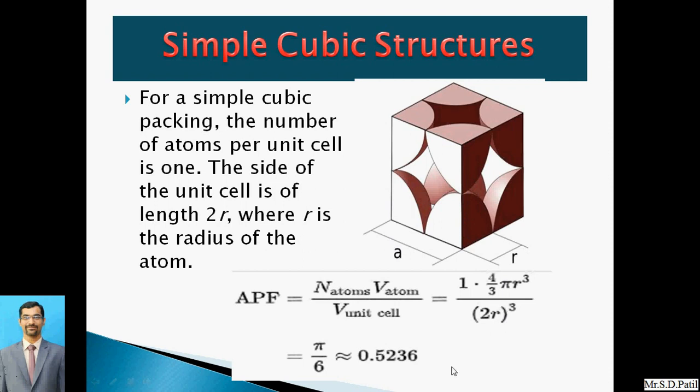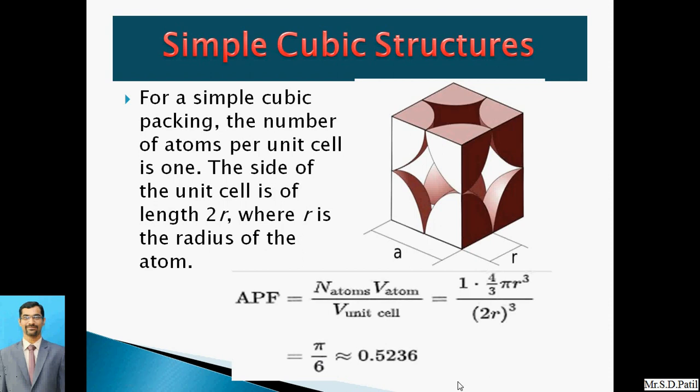So this will be the formula: 1 into 4 by 3 pi R cube divided by (2R) cube, that is a cube. When we simplify all those terms, we get pi by 6, which is nearly equal to 0.5236. This will be the formula for this.